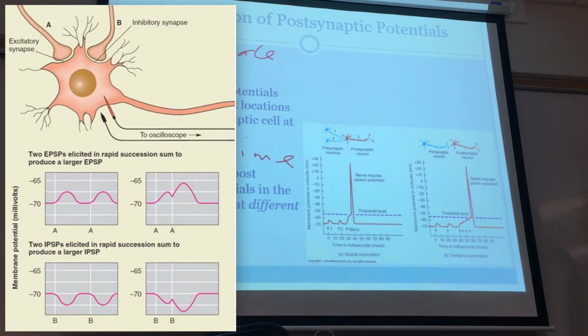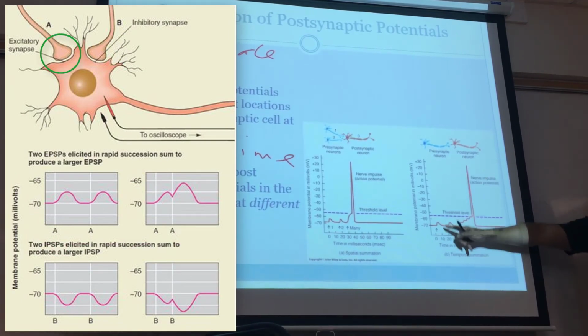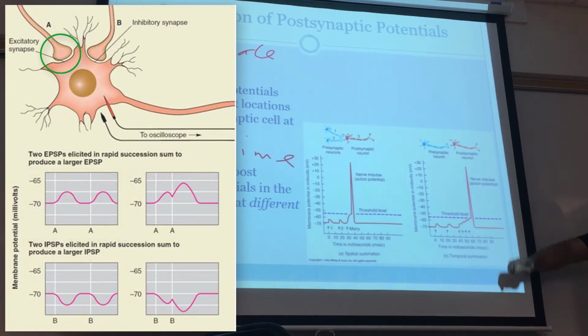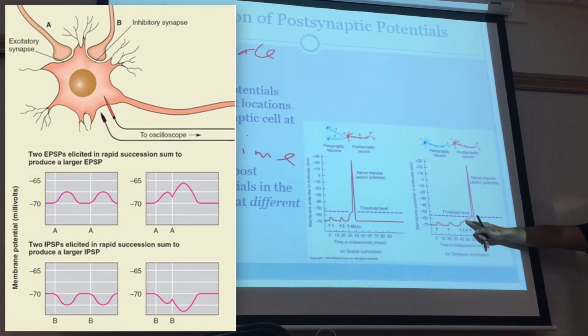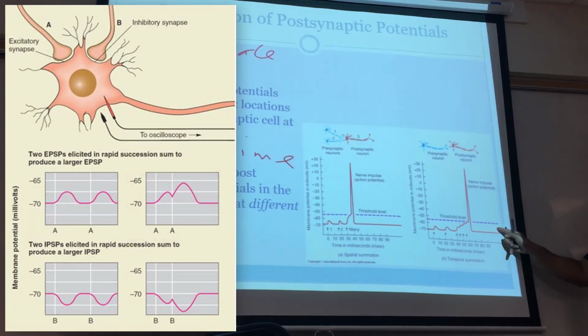Now looking at temporal, on the other hand, this is where we get the additive effect of one presynaptic neuron firing multiple times, and since that presynaptic neuron is still adding up, this is summation. Summation up to the point we get to threshold, we fire again.